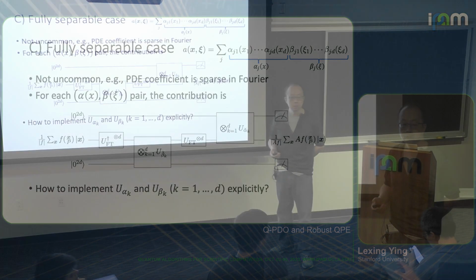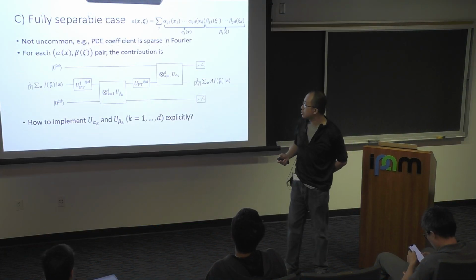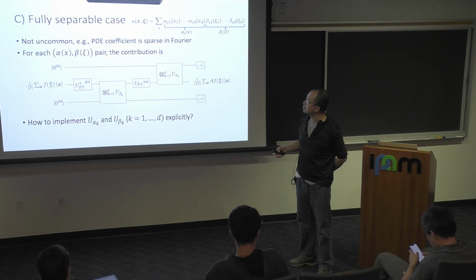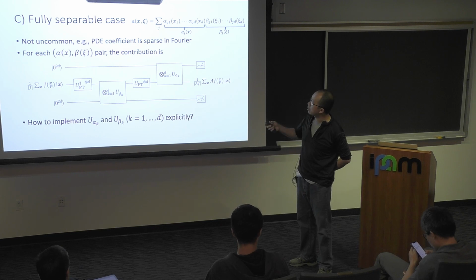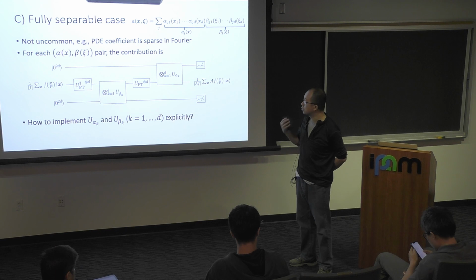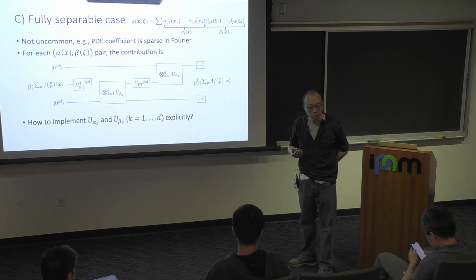How does the number of j affect the complexity? The j itself is the rank of this low-rank decomposition of the symbol of the pseudo-differential operator.